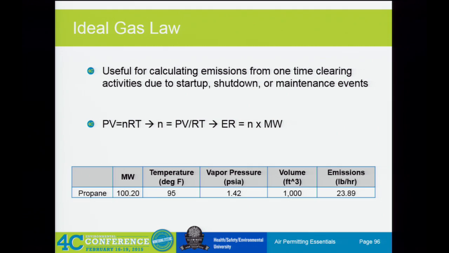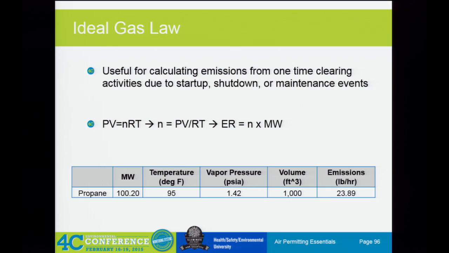So that's what's done here. We start with the PV equals nRT example, and then we convert that to find moles, and then moles times molecular weight is going to be your mass emission rate. Does that make sense? Yeah. So that's your mass emitted, and then you have to know over how much time.